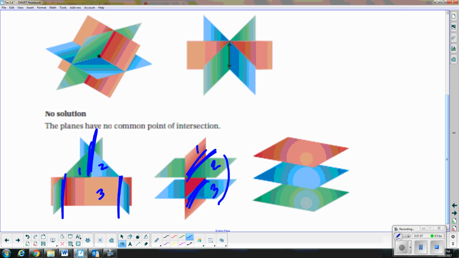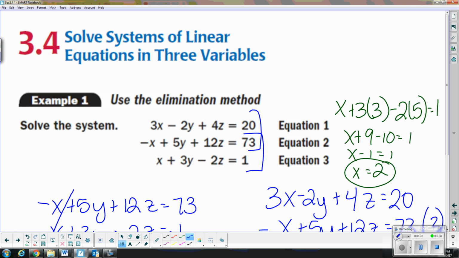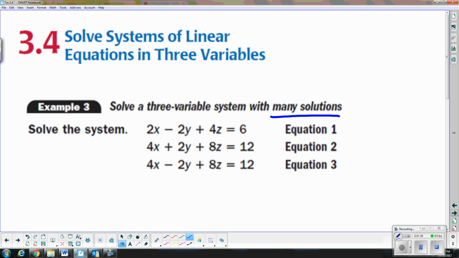Same with the second one, red is 1, green is 2, blue is 3. 1 and 2 have infinitely many, 1 and 3 have infinitely many, but you need to make sure that 2 and 3 also have infinitely many. In this case, they don't, they have no solution. So if you were to do this on your quiz or test for your homework, and you said, since 1 and 2 have infinitely many solutions, then the system has infinitely many, well, in this case, that's not true. Okay, so let's go back and look at example 3.